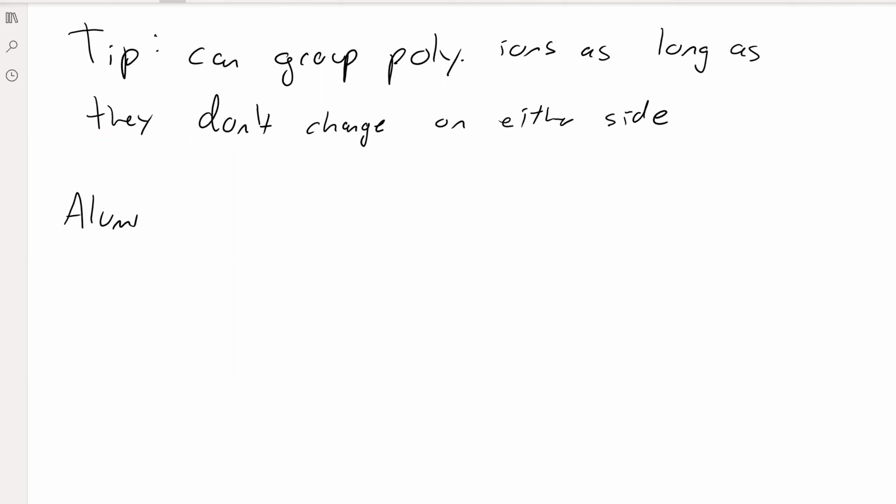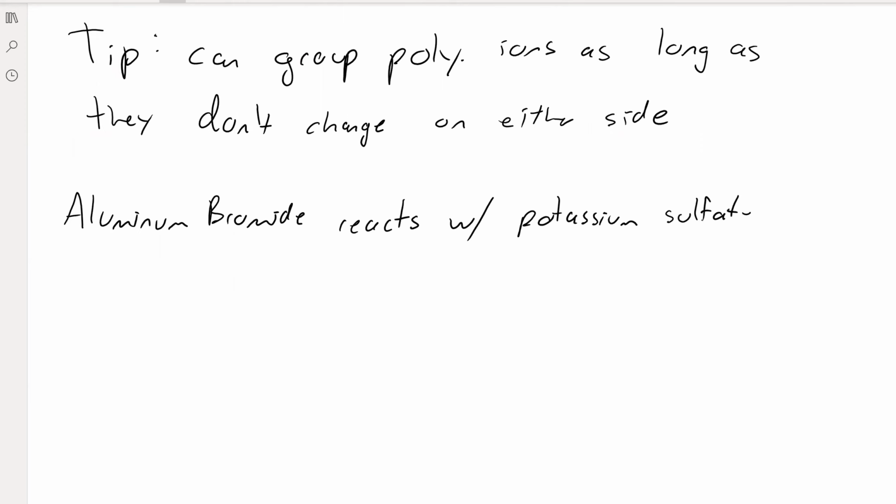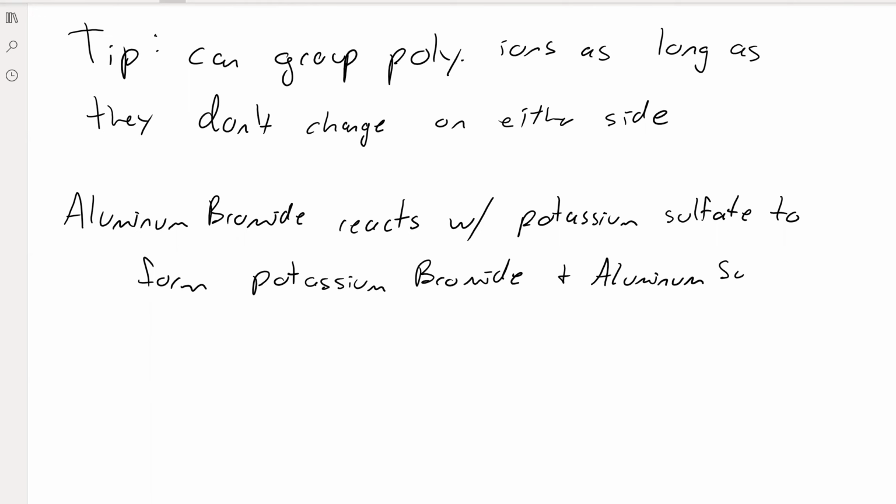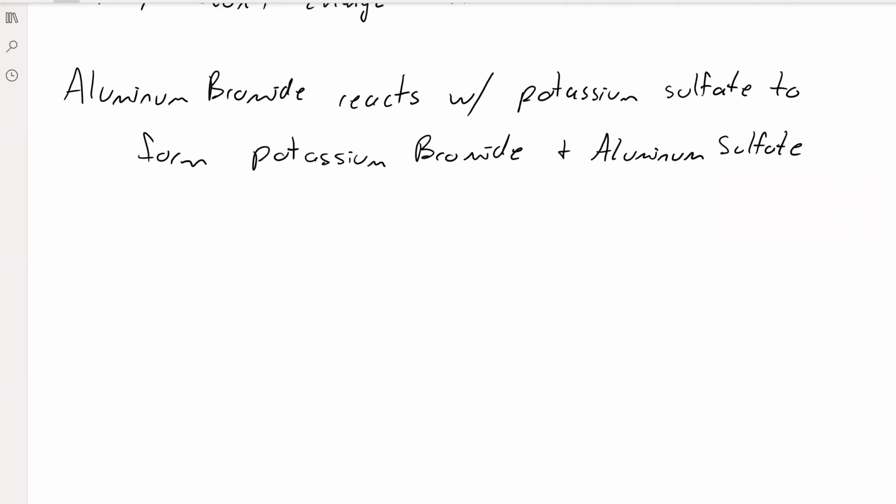Here we have aluminum bromide reacts with potassium sulfate to form potassium bromide and aluminum sulfate. So the first thing we need to do is figure out what our chemical equation is.